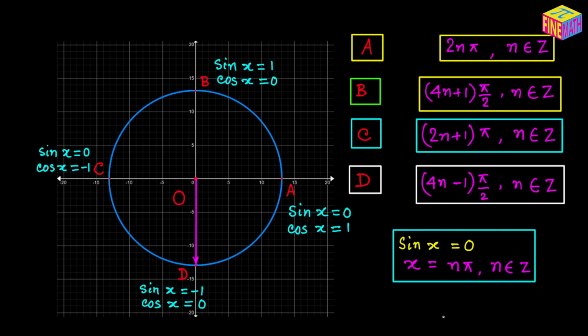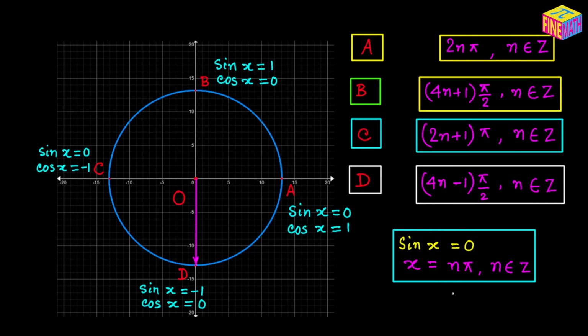Because these are periodic functions, we have an infinite number of solutions, and the way we represent that infinite number of solutions is actually in this form, where I have written x equals n pi, where n is an integer, and this is called the general solution. This particular form, where we use an integer n to represent the set of solutions, is called the general form of the solution.